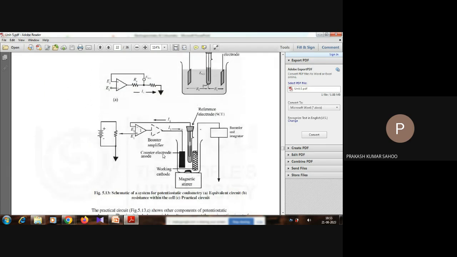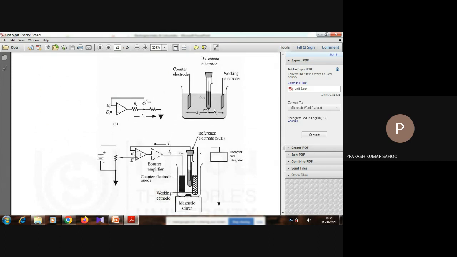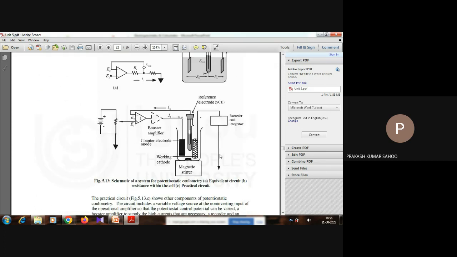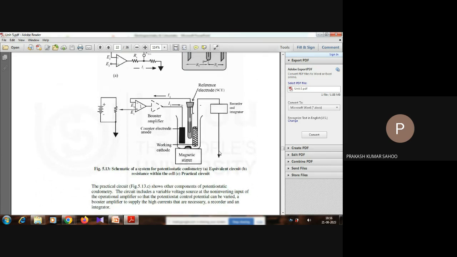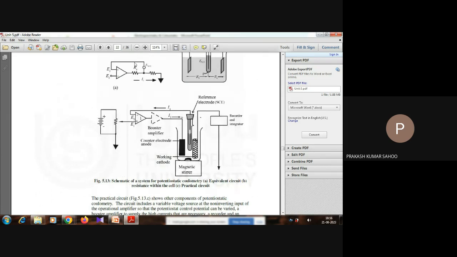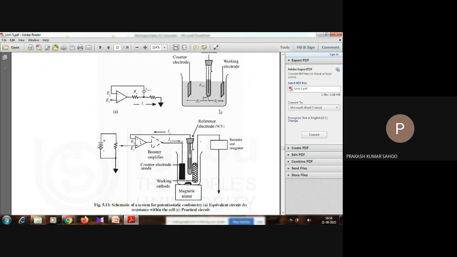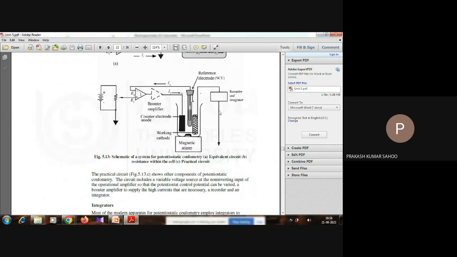So these are the circuit diagrams. This is the reference electrode P, and this is the working electrode, meaning cathode. This is the counter electrode, meaning the anode. And we have the circuit diagram here. A stands for the equivalent circuit, this is the equivalent circuit connection, and B is the resistance with the cell, and this is the practical circuit.